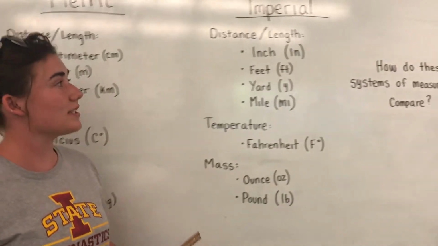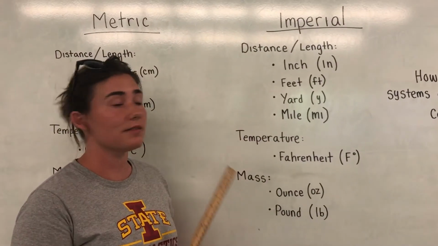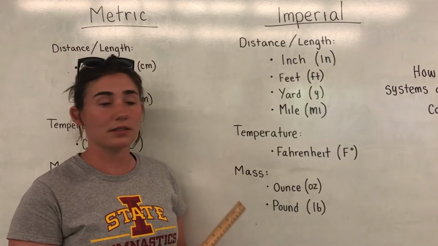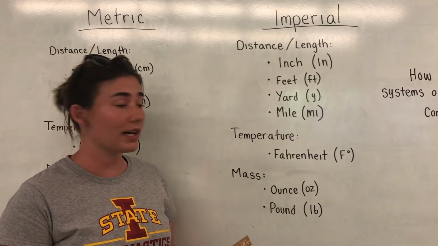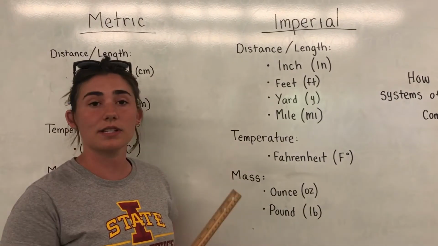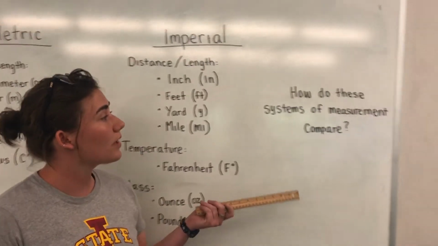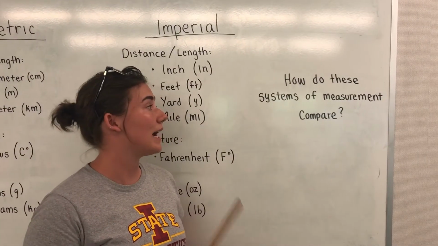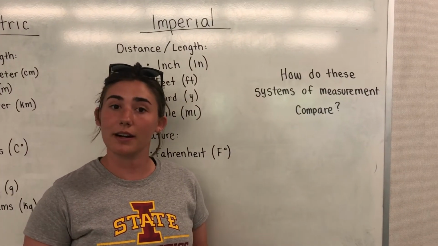For the imperial system, for distance, we're going to be using inches, feet, yards, and miles. For temperature, we're going to be using Fahrenheit, and for mass, we're going to be using ounces and pounds. The overarching question for today's video is: how do these systems of measurements compare?